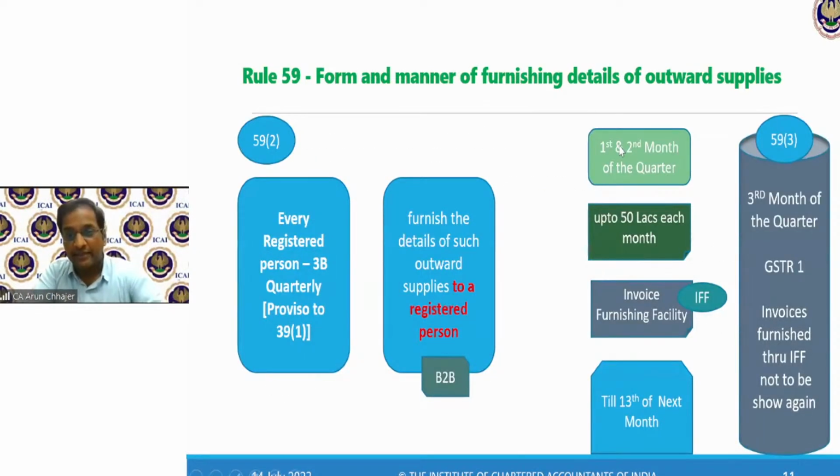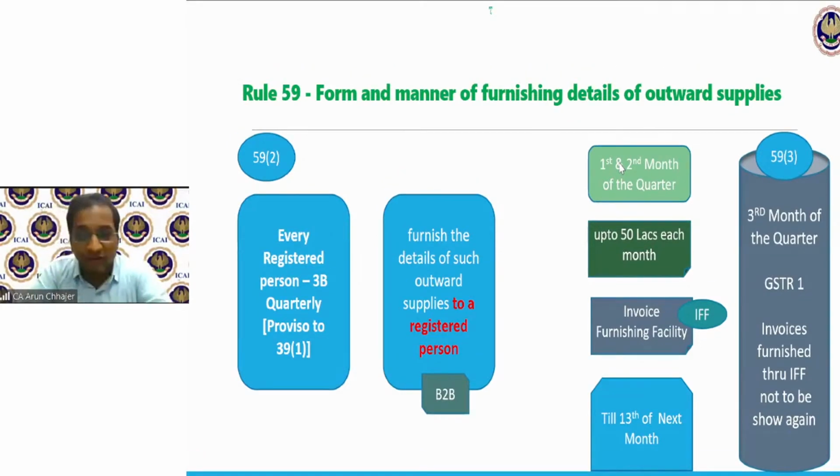Can anybody tell me what is the requirement of IFF? What is the requirement of IFF or QRMP? Why is it being added? One logical answer. Why is IFF being introduced? What is the requirement of IFF?